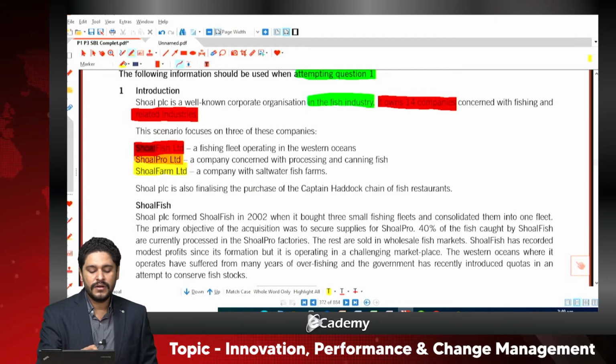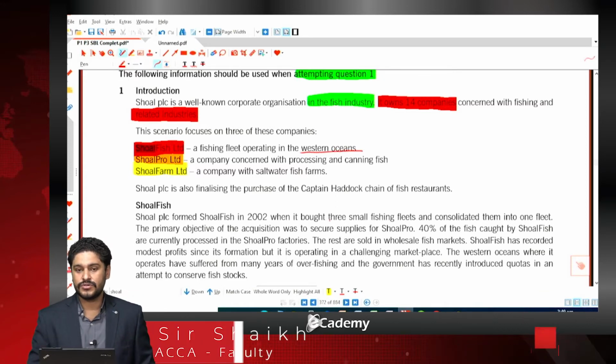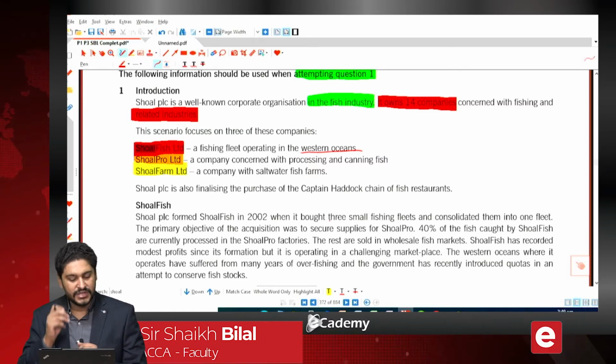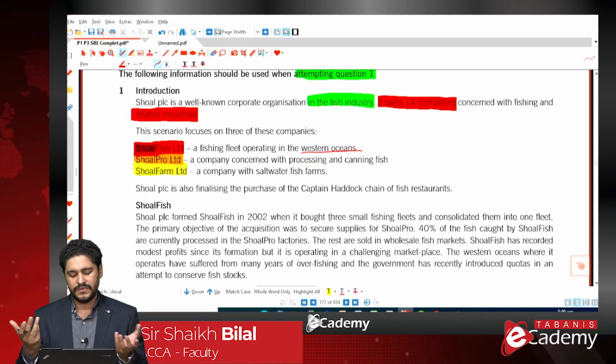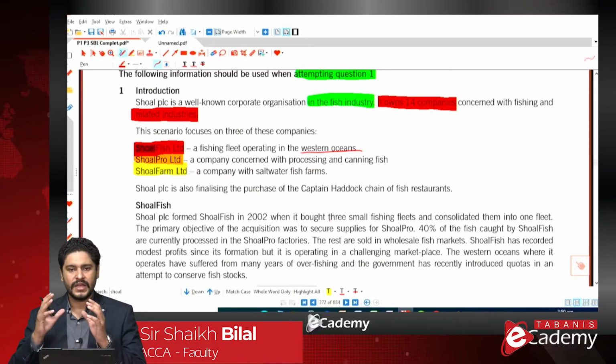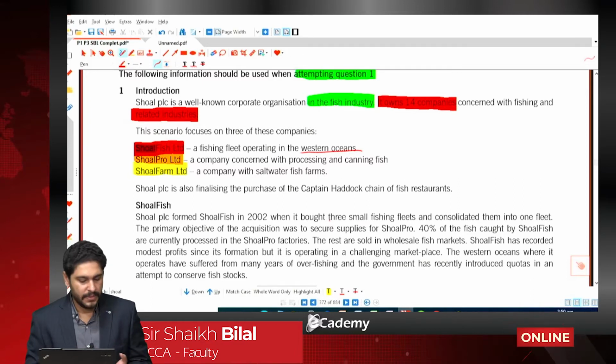So Shoal Fish Limited says, let me use my marker, a fish fleet operating in the Western Ocean. So there are certain fishing fleets that are operating in the Western Ocean, and the name of these fishing fleets is Shoal Fish Limited. Then we have Shoal Pro Limited.